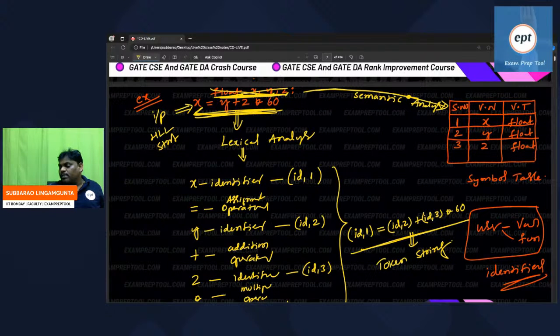The purpose of token number is identification. If someone says my token number is ID1, I will go to the symbol table first row. I will get to know variable name is X, variable type is float. Like that I will get to know.